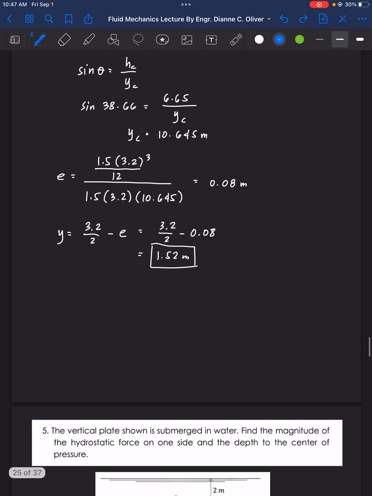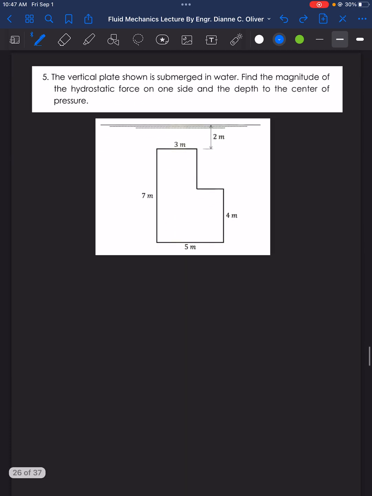Now let's go to the last example, number 5. We have here a vertical plate that is submerged in water. So this is the water surface. Find the magnitude of the hydrostatic force on one side and the depth to the center of pressure. So we're looking for the total hydrostatic force and the depth to the center of pressure.